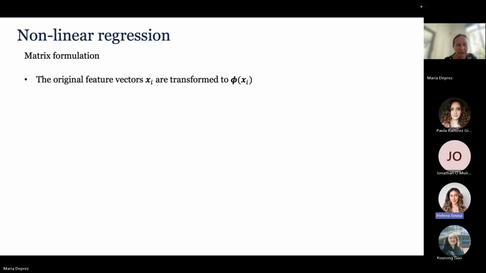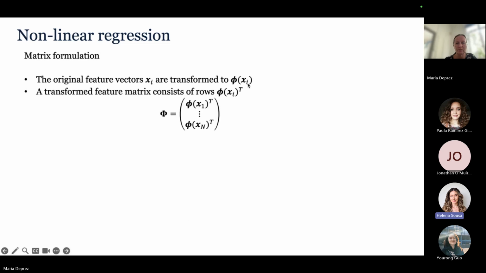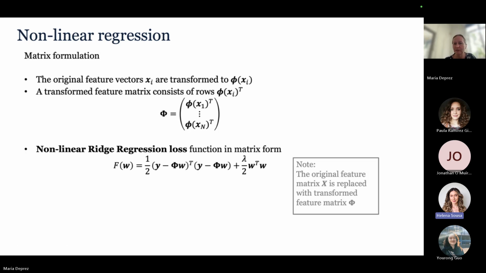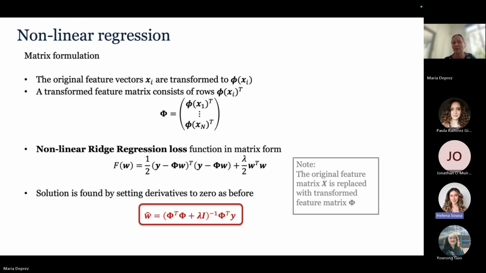So, matrix formulation. The original feature vectors xi are transformed to phi(xi). And then I want to make a matrix again, so I will just put these transformed feature vectors into the rows of the matrix, and I have big Phi instead of big X. And then I do exactly the same. There is no difference. Y is explained by Phi, and nothing has changed. Okay, so that's why it's really nice because you don't need to do more math. It's the same math. So I have the solution for polynomial ridge regression here, and it's the same as for linear.